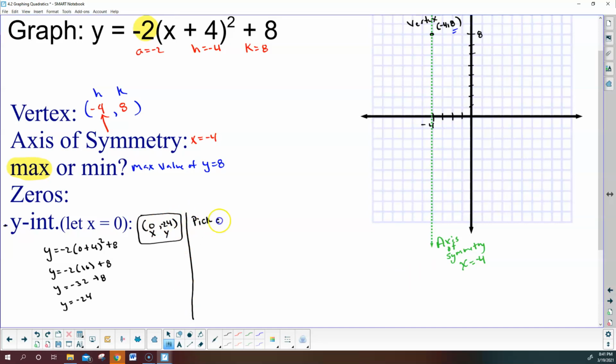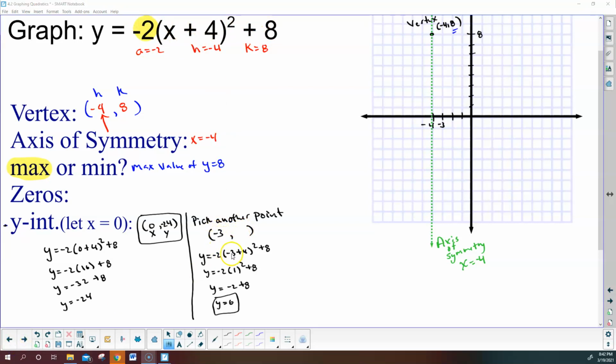So what am I going to do? I'm just going to pick another point. And we're going to try an x value that is close to the vertex. So notice the vertex is x equals negative 4. Let's pick a number really close to that. Let's pick negative 3. And what do we do? We'll plug negative 3 in. You don't even need to show this work. If you can do it in your head, plug it in and we'll try.